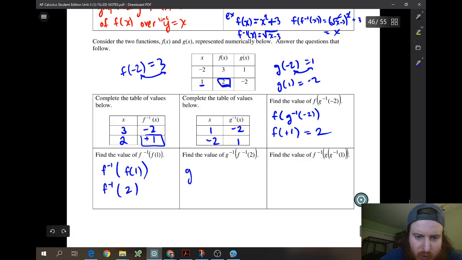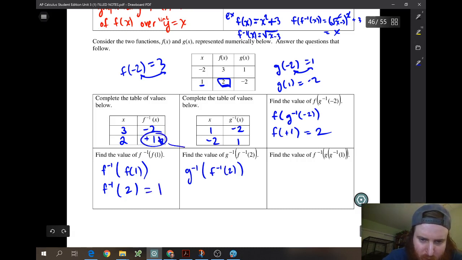Now g inverse of g of the inverse of f of 2. So the inverse of f of 2, we just said this was, again, 1. So we're going to put the 1 in there. So what's the inverse of 1 for g? The inverse of 1 for g is negative 2.